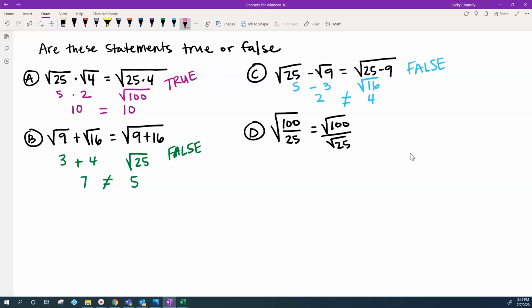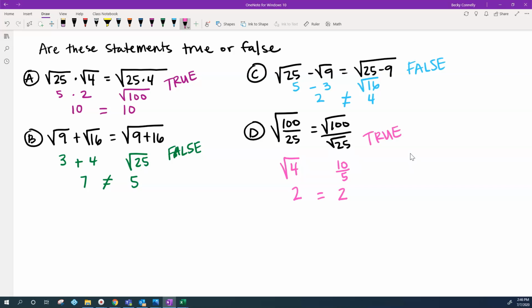And then with division, this one's saying divide what's inside first. 100 divided by 25 is 4. The square root of 4 is 2. This one's saying take the square root of them first. So the square root of 100 is 10. The square root of 25 is 5. 10 divided by 5 is 2. So we do get the same thing there. So that one is a true statement.